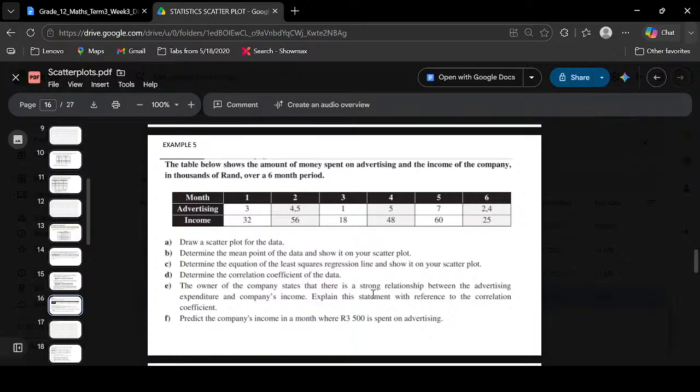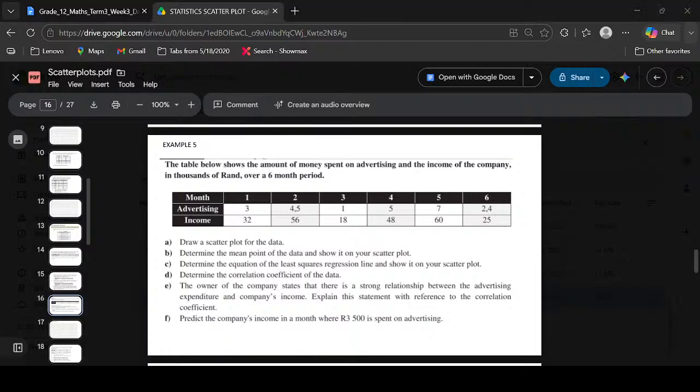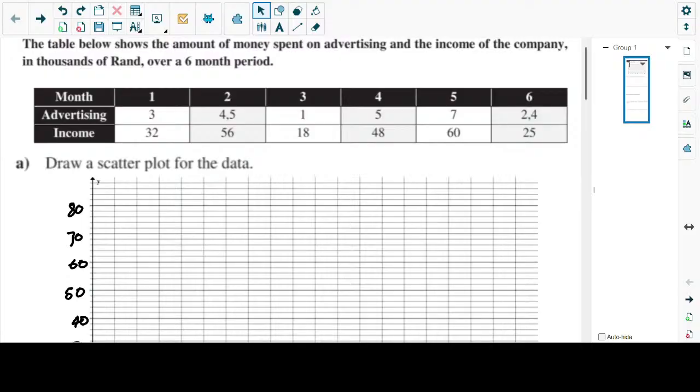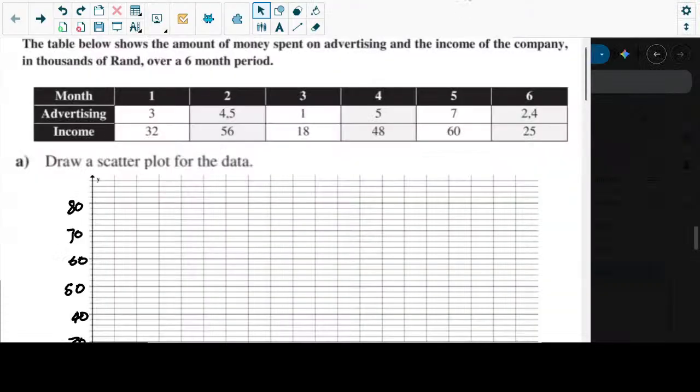Okay, so it says the table below shows the amount of money spent on advertisement and the income of the company in thousands of rands over a 6 month period. Very important: highlight the words in thousands of rands. The table doesn't give us in thousands. In thousands of rands.